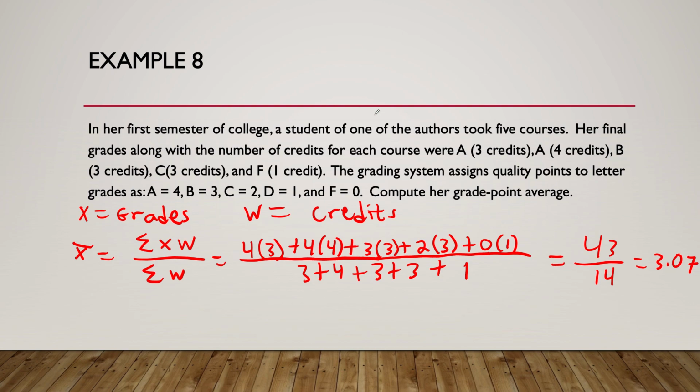We want to compute her grade point average. So x are the grades, w is the weights of the credits. So the sum of each grade times the associated weight, so 4 times 3 plus 4 times 4 plus 3 times 3 plus 2 times 3 plus 0 times 1, divided by the sum of all the weights, so 3 plus 4 plus 3 plus 3 plus 1. This makes 43 over 14, or rounded to 2 decimal places, 3.07.